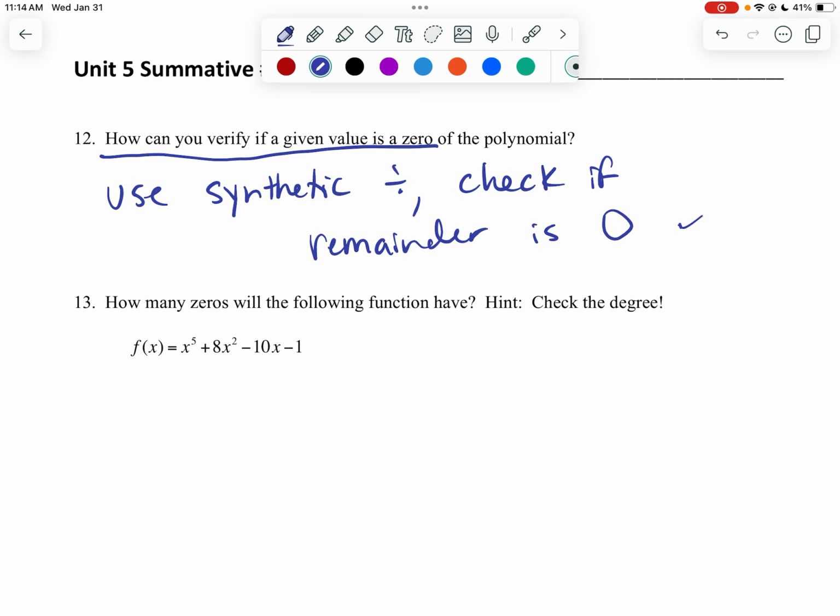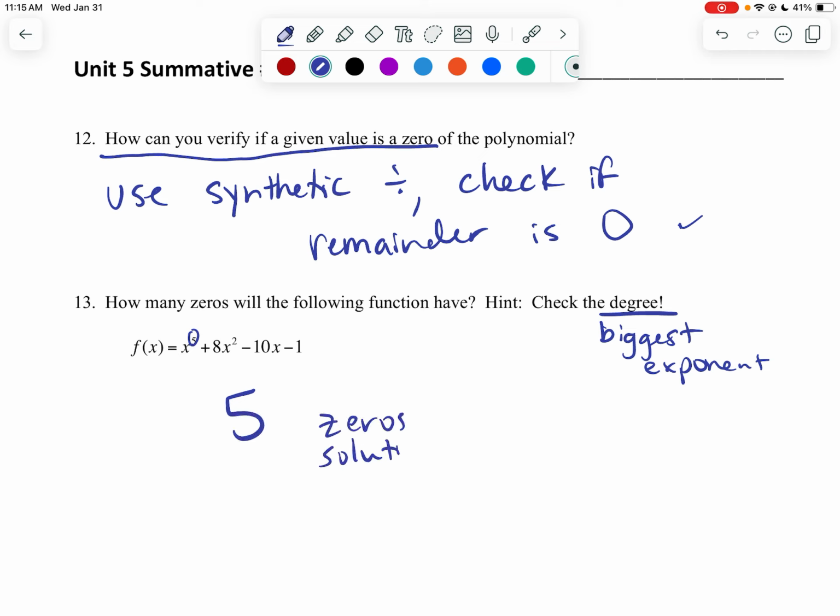Okay, last one. How many zeros will the following function have? Hint, check the degree. Remember, that is just the biggest exponent, the biggest power. So on this one, it's just 5. There's 5 zeros. Just remember, zeros also mean solutions, also mean x-intercepts.